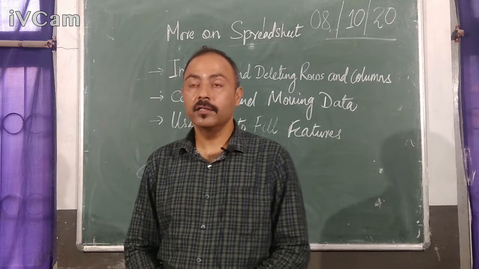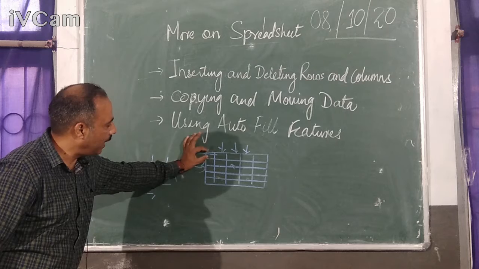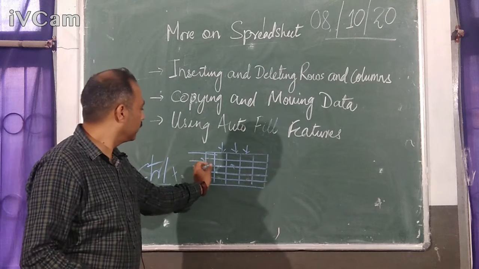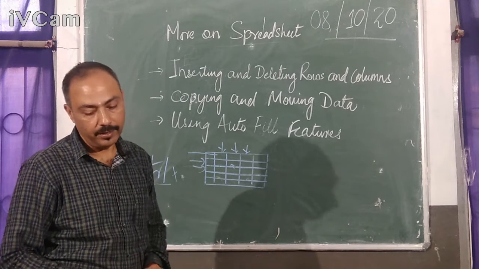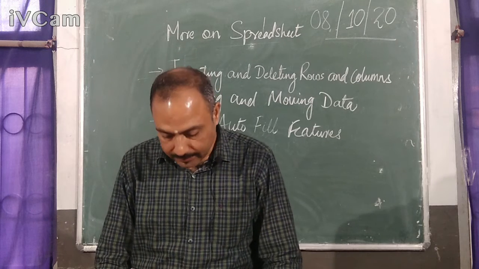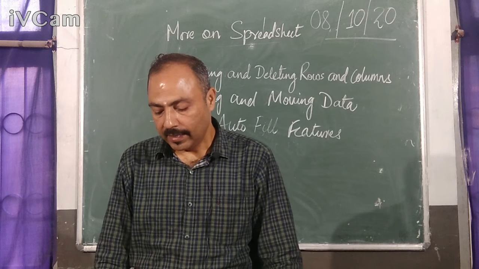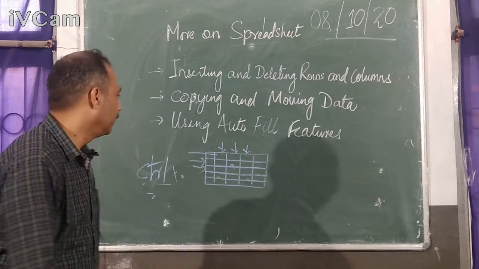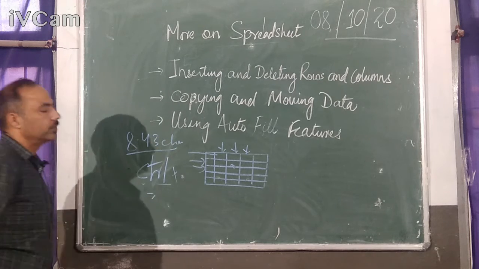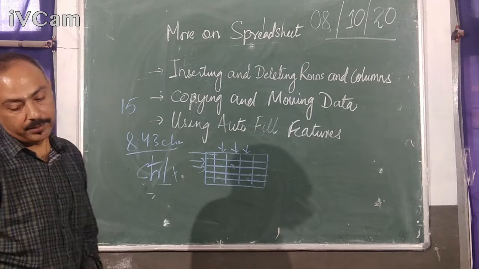In the same way, you can adjust the height and the width of the rows and columns. If you want to increase the height of the row or make the column bigger, that also you can do. In MS Excel spreadsheet, the default row height is 15 points and the column width is 8.43 characters. 8.43 characters will fit in the column, and the row height is 15 points.